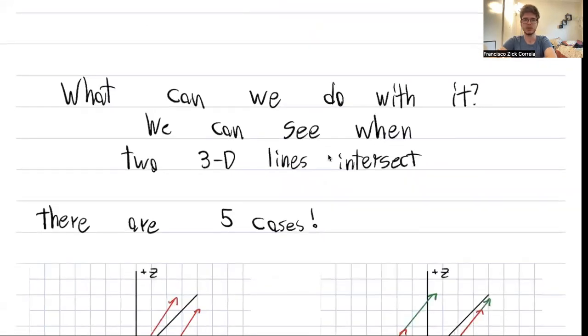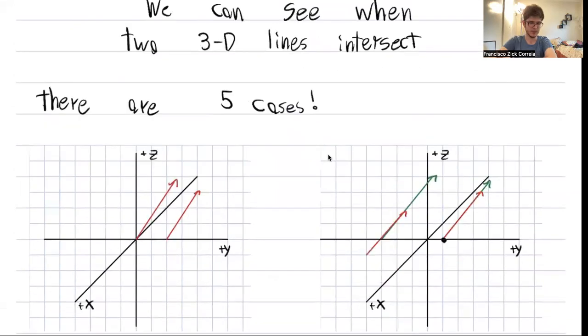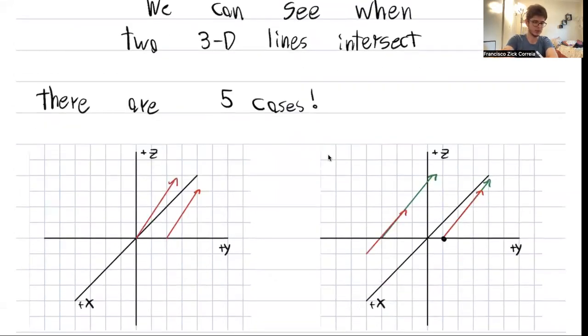But what can we do with this? Why does it matter? Well, we can see when two lines intersect. And there's 5 cases. When the two lines are parallel to each other, there's going to be a distance, d, between both of them. And since they're parallel, they'll never intersect. So that distance will be there forever.